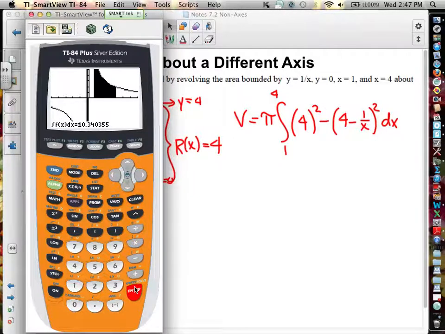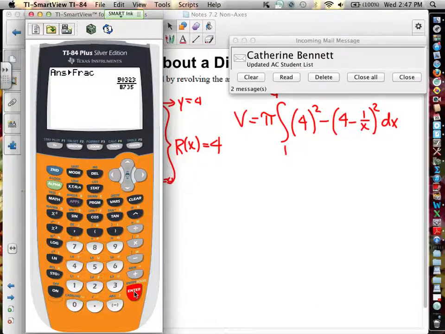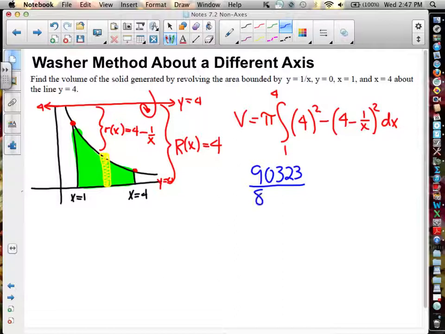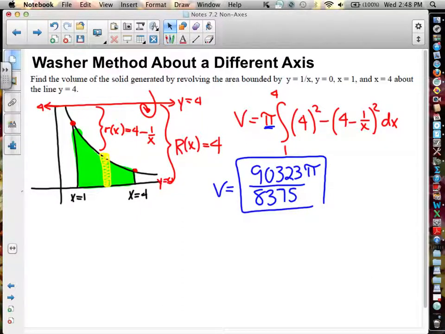I get 10.304, let's change it to a fraction, so math 1 is fraction. So it gave me this 90,323 over 8375. So I remember 90,323 was 8375 times the pi out in front. Your calculator may not be able to handle a fraction with such large numbers, and it might give it to you as a decimal, and that would be okay too.